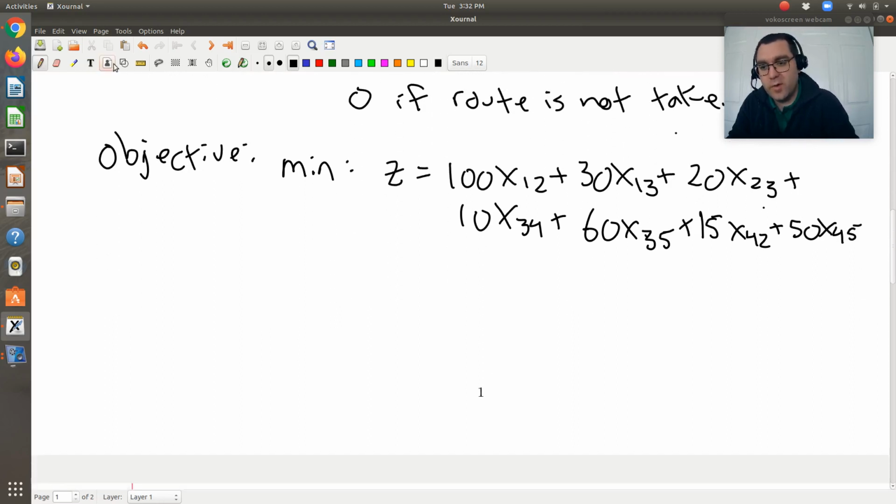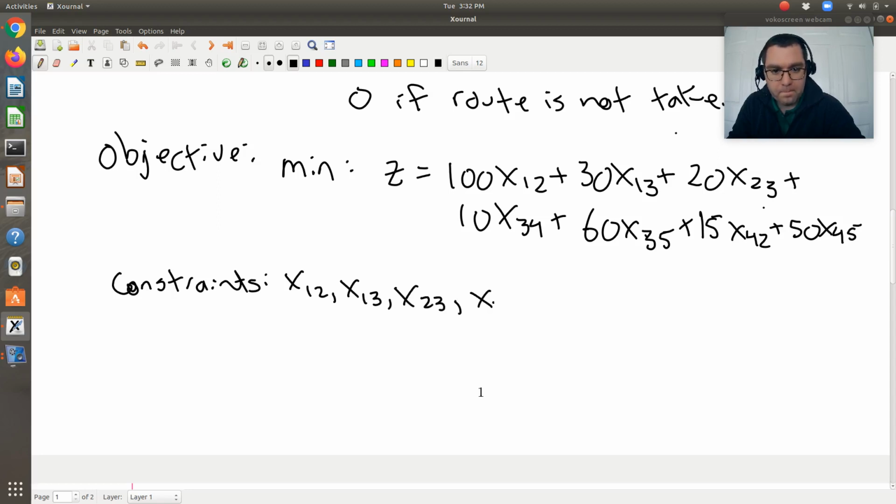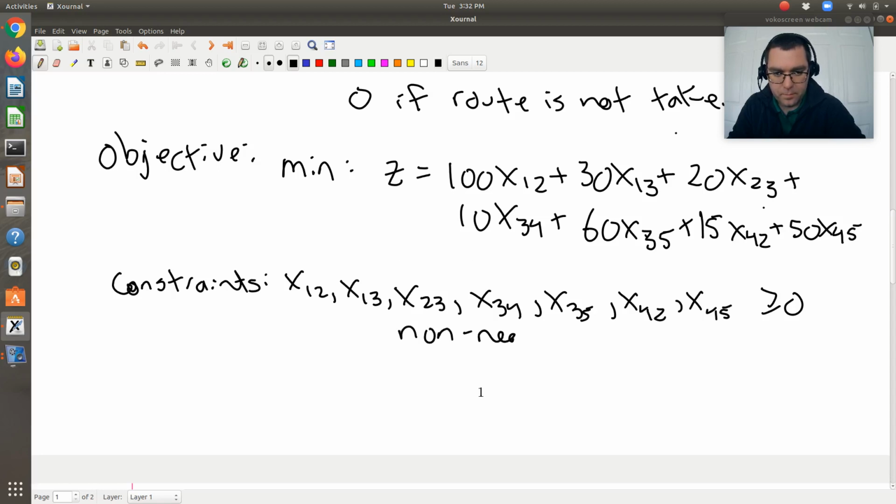Okay, so then in terms of constraints, I'm going to write out my general constraints that won't change each time. First I'm going to have non-negativity. So all my variables are going to be greater than or equal to 0. This is our non-negativity constraint. I'm also going to have my constraint that all my variables are going to be integer.